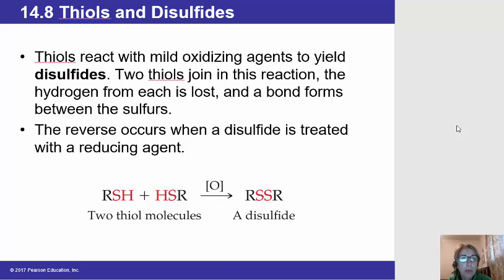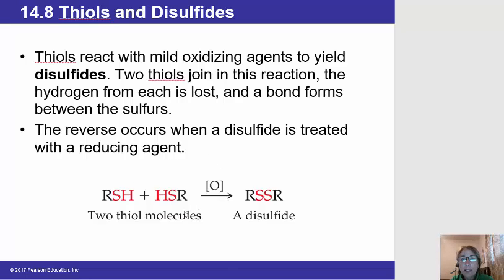There is a chemical property that you're going to be responsible for knowing regarding thiols, and that is thiols react in the presence of a mild oxidizing agent, so that's something that is easily reduced, to yield disulfides. So two thiols will join. The hydrogen from each sulfur in the thiol is lost, and a bond forms between the sulfurs.